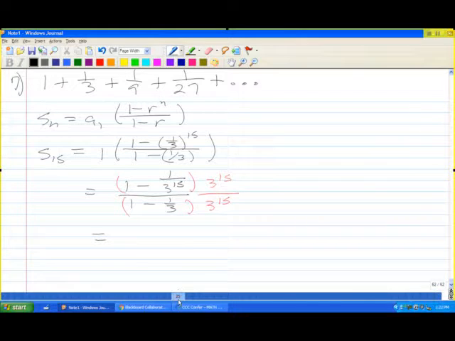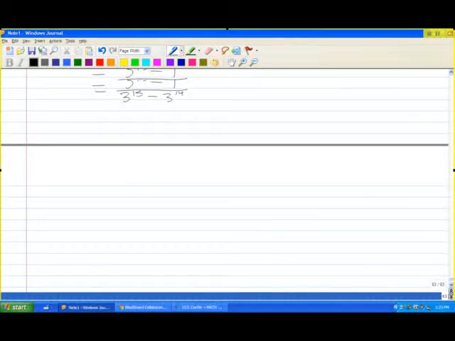And so this is just equal to, well, 1 times 3 to the 15 is just 3 to the 15. 3 to the 15 divided by 3 to the 15 is 1. 1 times 3 to the 15 is 3 to the 15. 3 to the 15 divided by 3 is 3 to the 14.